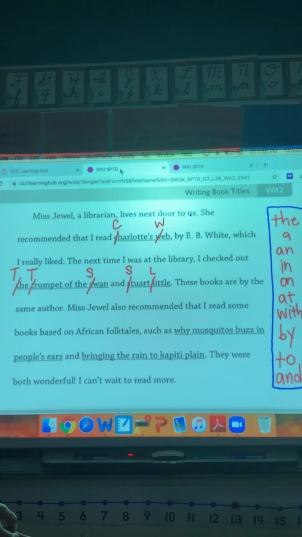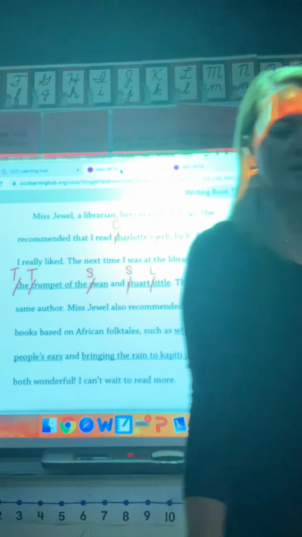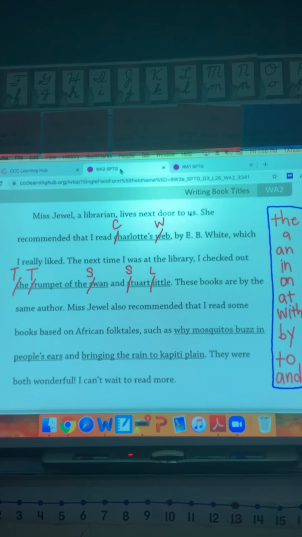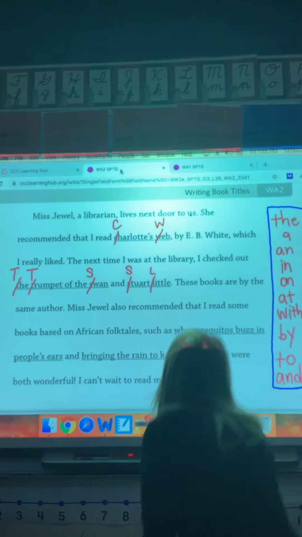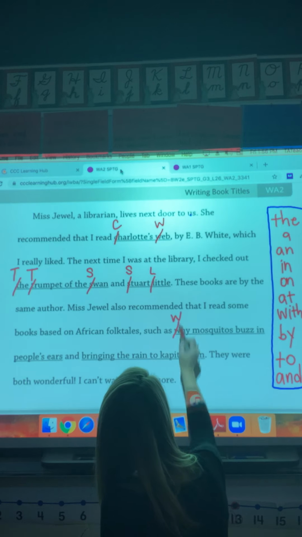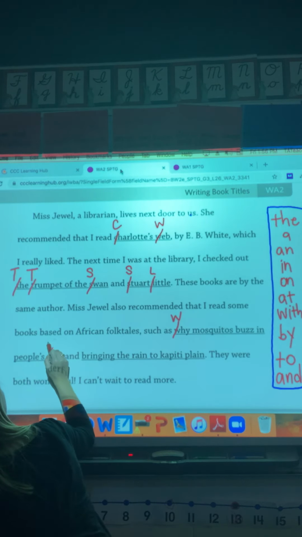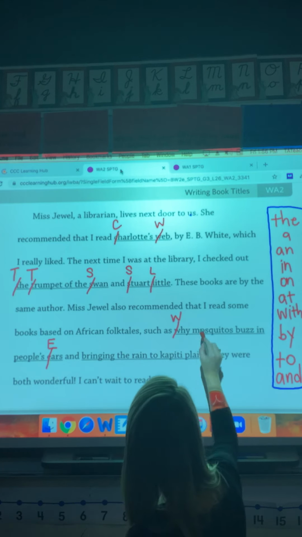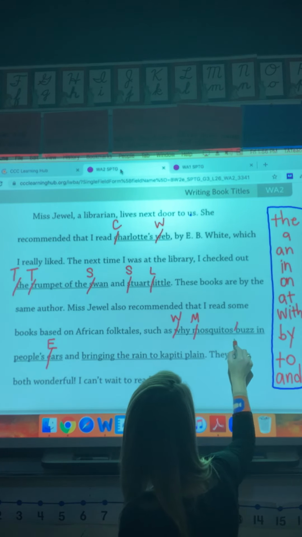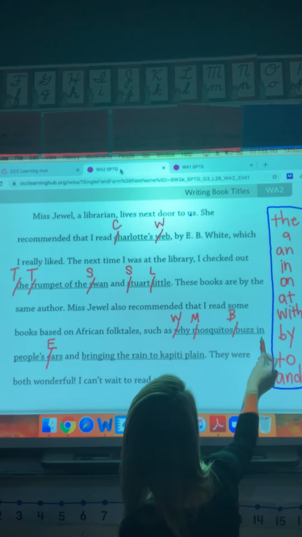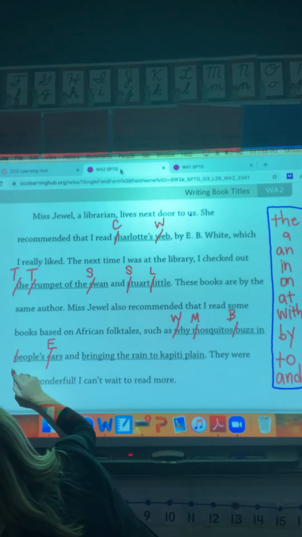Miss Jewel also recommended that I read some books based on African folk tales, such as Why Mosquitoes Buzz in People's Ears and Bringing the Rain to Kapiti Plain. They were both wonderful. I can't wait to read more. All right, let's look at the first book title. Why Mosquitoes Buzz in People's Ears. We're going to capitalize the first word. That's the first thing we always do. The last word. And all important words in between. Mosquitoes, buzz. In is not a very important word. And People's.